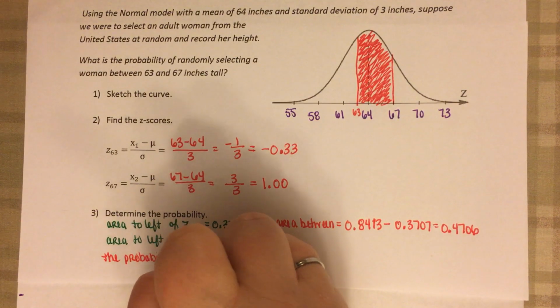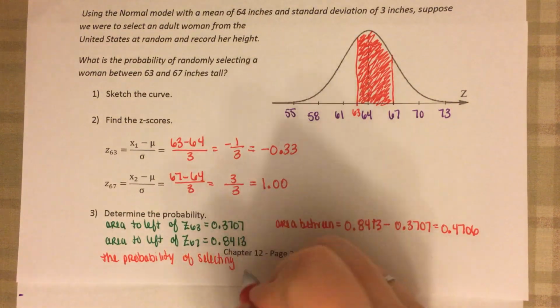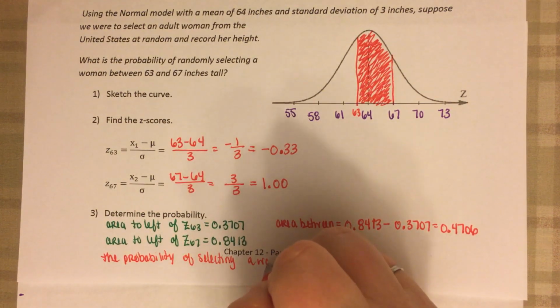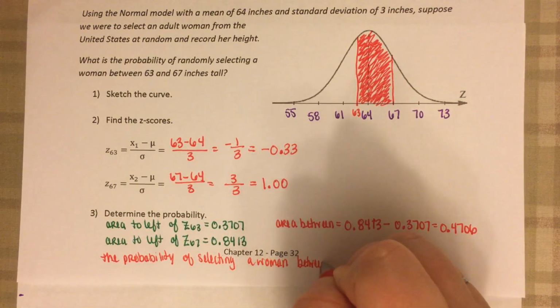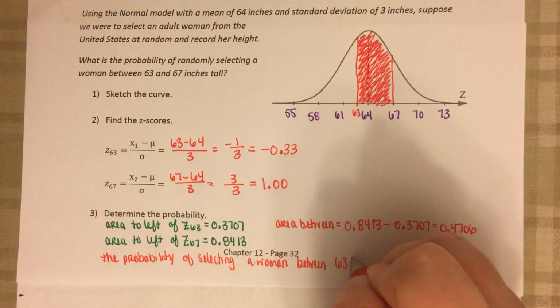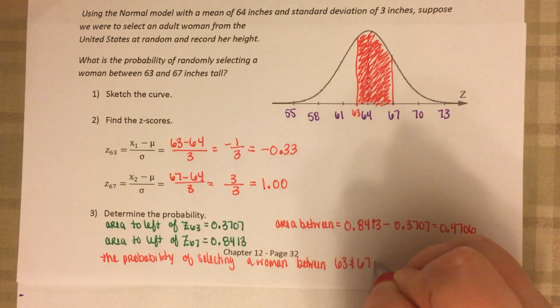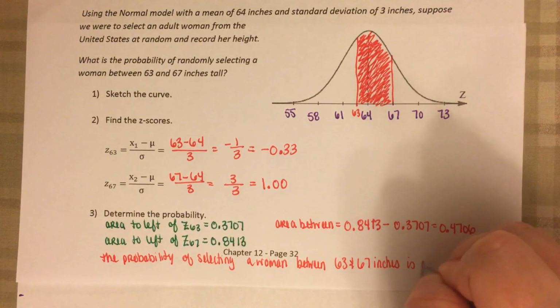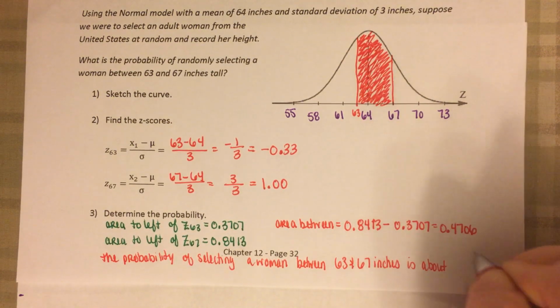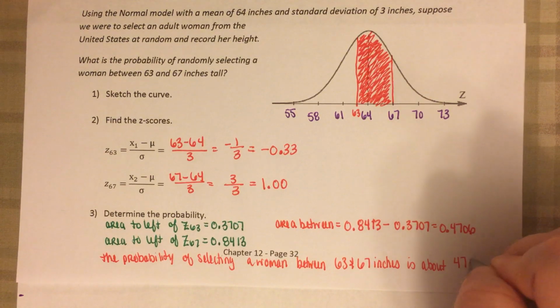So we are going to say the probability of selecting a woman between 63 and 67 inches is about, and round this off to 47%.